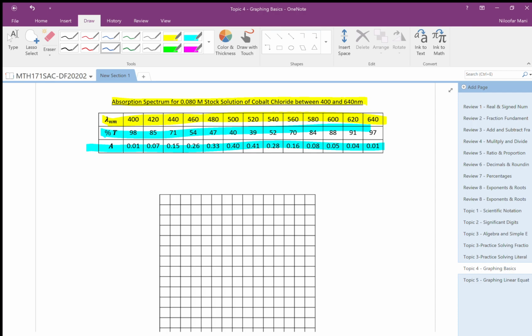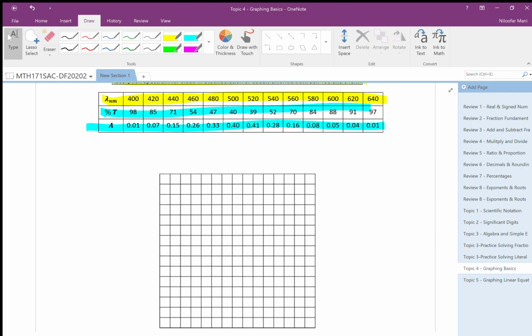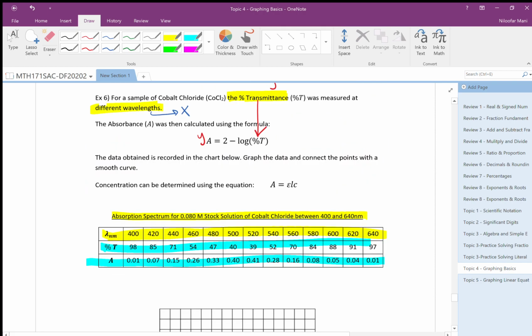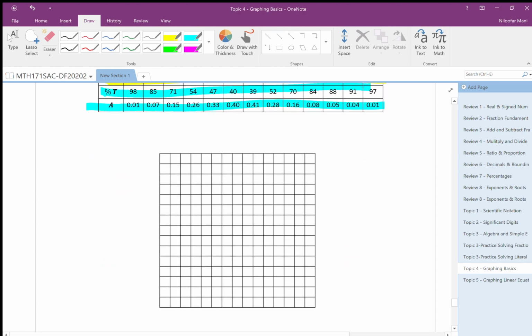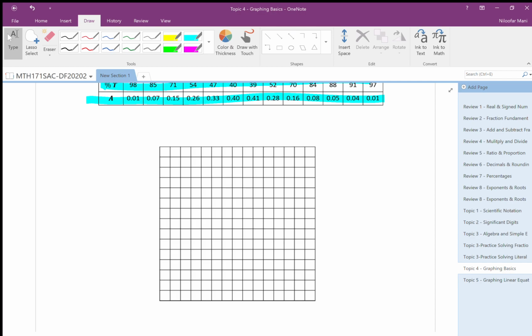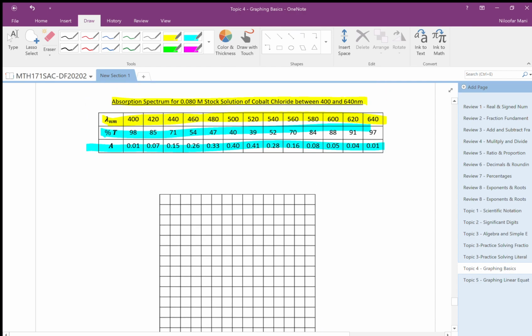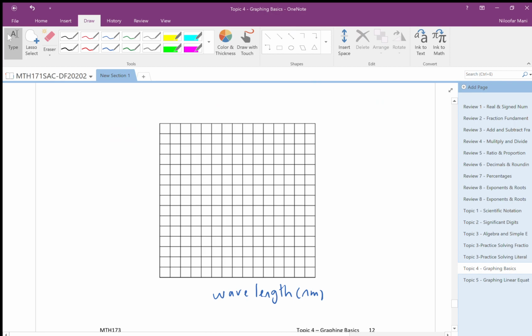Again, the title cannot be something versus something else. Okay, so what should I do here? I have lambda, which is the wavelength, am I right? Yes. So I have them on the x-axis. So I can write wavelength, which is in nanometers. Yes, nanometer. Okay, so I can make this, and they are all positive.